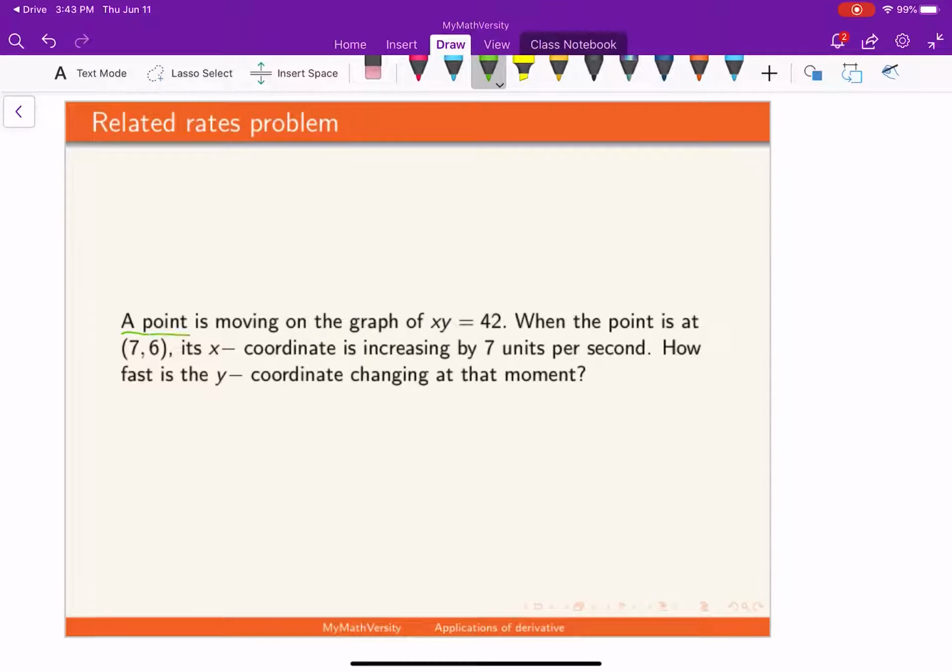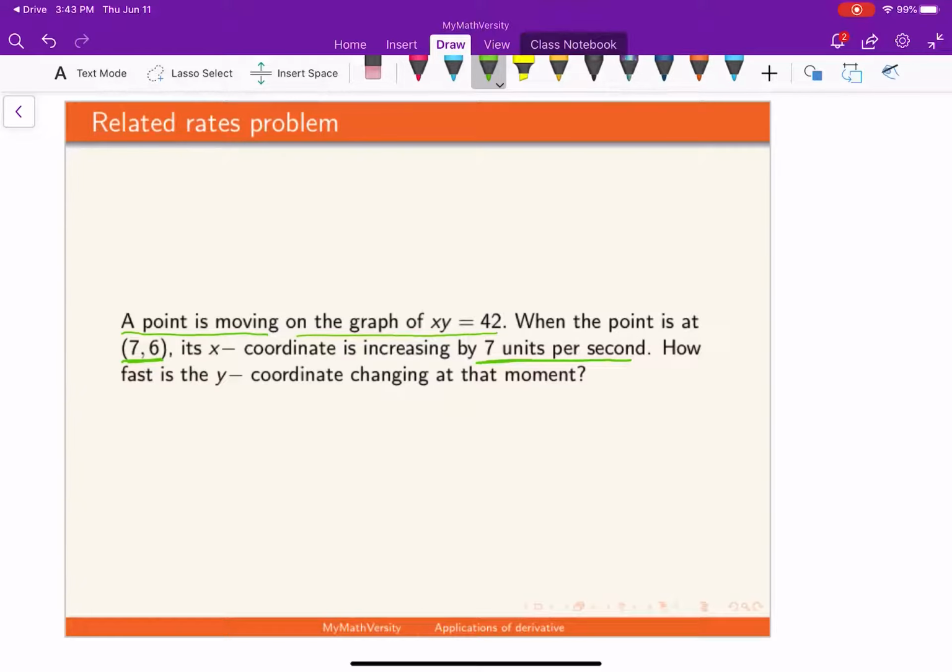A point is moving on the graph of x times y equal to 42. So you have a graph of this implicit equation, let's say x times y equal to 42, and a point on that graph is moving on the graph. Okay, so let's assume in that way. And the question is, when the point is at this point, let's say 7 comma 6, it says that the x coordinate is actually increasing by this rate, 7 units per second.